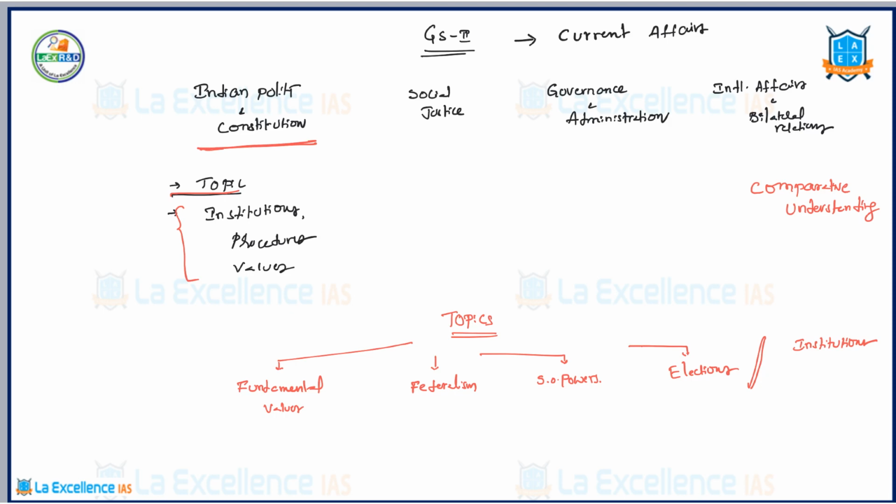Now, when I come to the fundamental values, remember our preamble is a reflection of all these fundamental values. And the next is we have fundamental rights. Next, socio-economic rights, which are called directive principles of state policy, and fundamental duties. All these are the elaboration of our values.